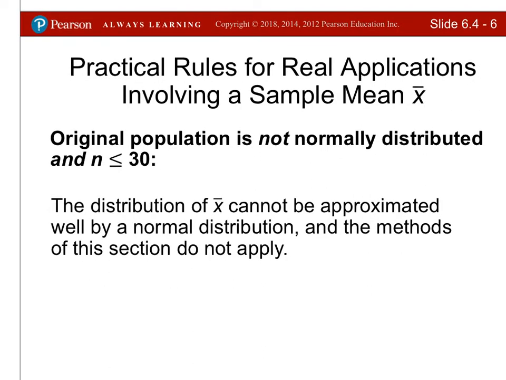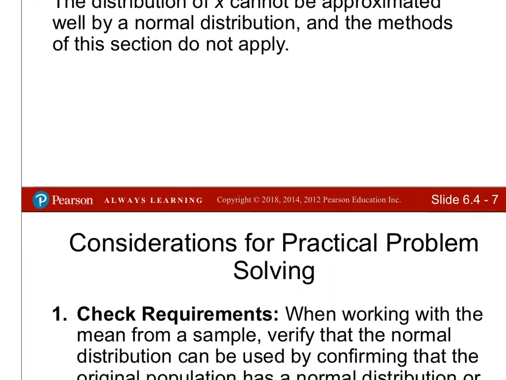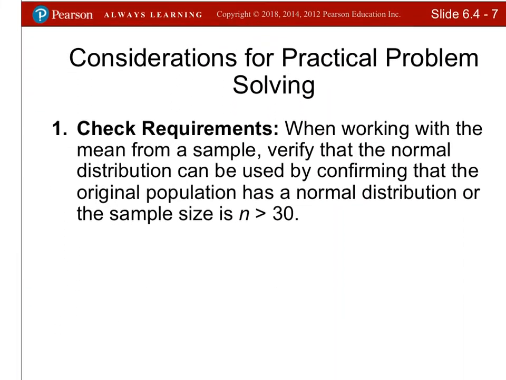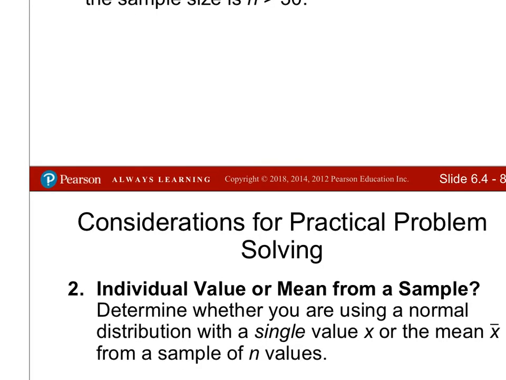Now, if the original population is not normally distributed and n is less than or equal to 30, then the distribution of the means cannot be approximated by a normal distribution. So we don't get to use the normal distribution, and we don't get to use these methods. All right, so check those requirements. See whether it's normal or whether you're dealing with a sample size of 30 or more.